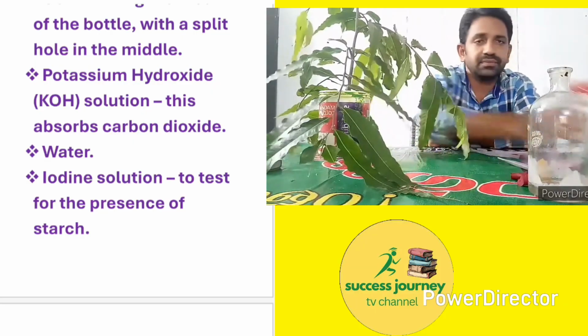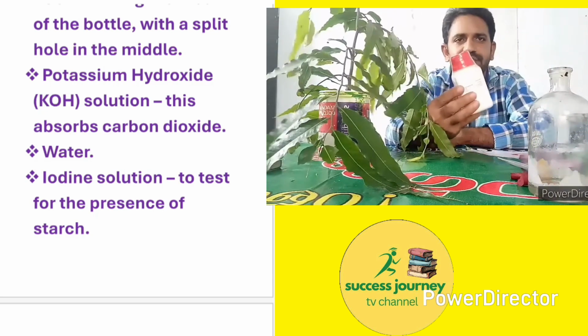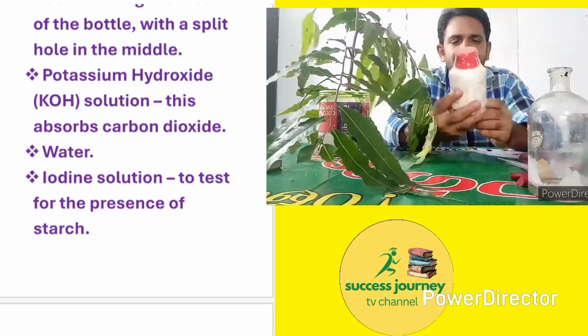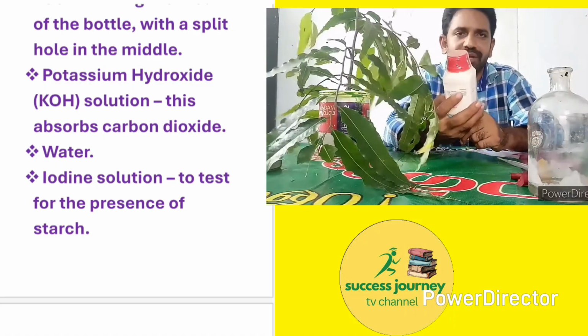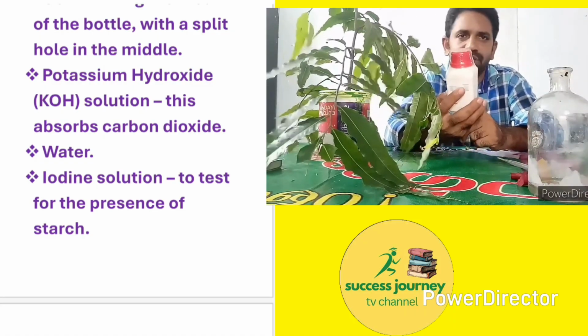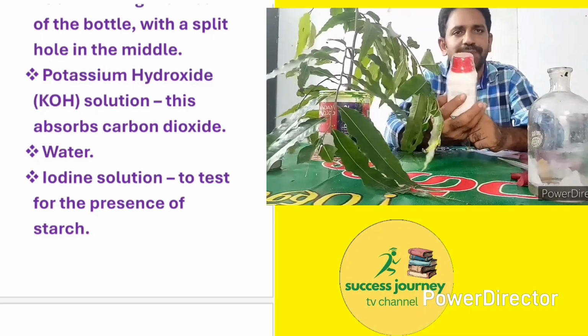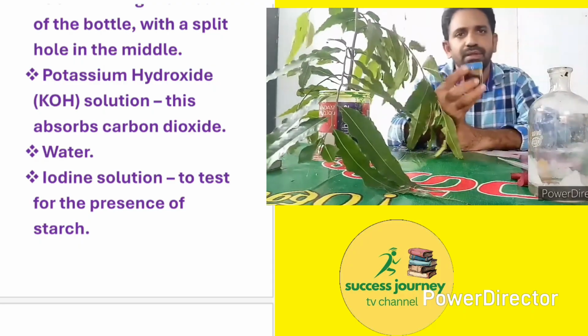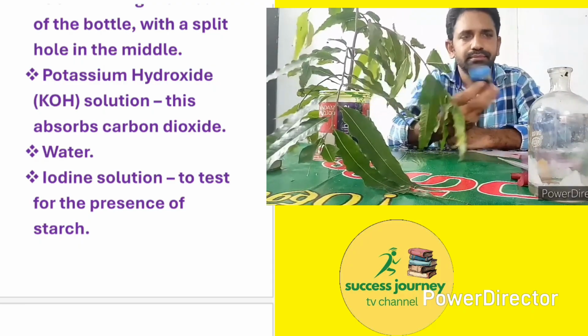So this is a very important point. Which chemical is used in the transparent glass bottle in Moll's half-leaf experiment? The KOH, potassium hydroxide solution or pellets, we can take in a transparent glass bottle. This absorbs the carbon dioxide inside the transparent glass bottle.